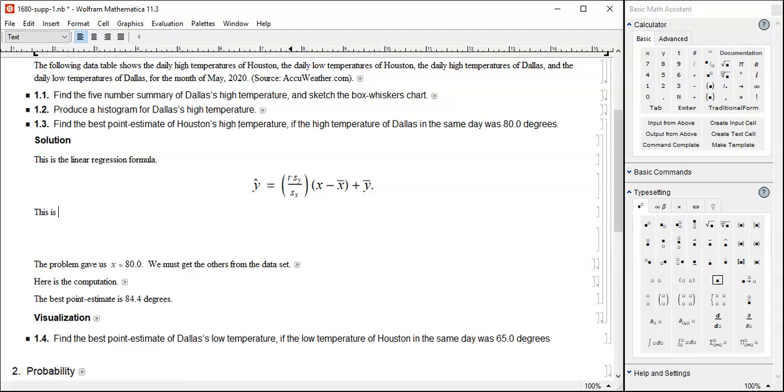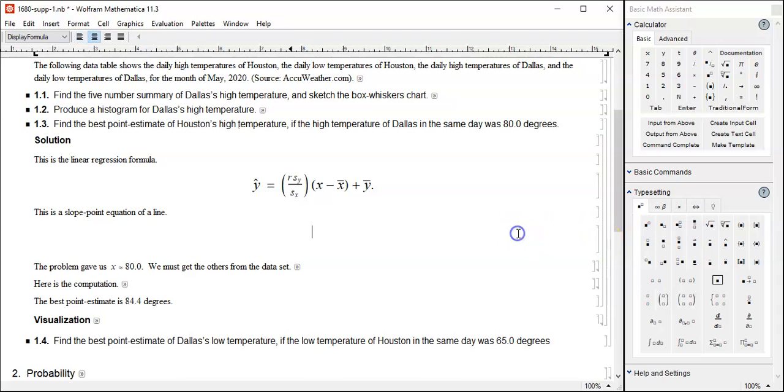Please note that this is an equation of a line. Not just an equation of a line, it's a slope-point equation of a line. What is a slope-point equation? What does it look like? In algebra class, we went through the slope-point equation like this. This is the slope, and then running through the point x0, comma y0.